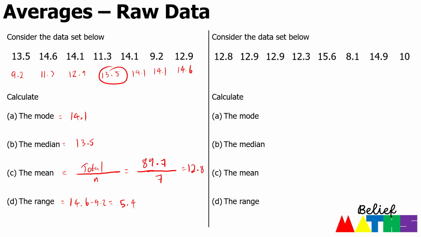Just to do a second one, and again it's not massive on this one, but again we can see the mode is, it appears twice, 12.9. Now we're going to do the median. This is where it's slightly different.